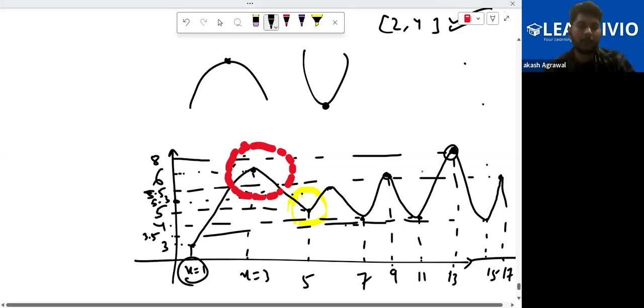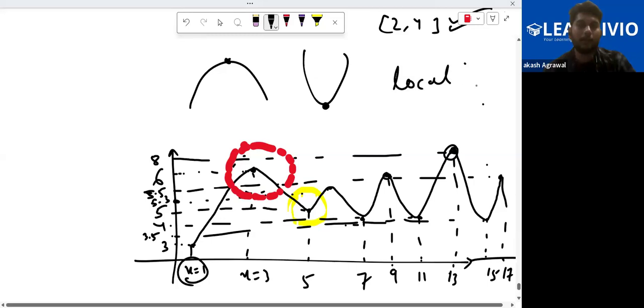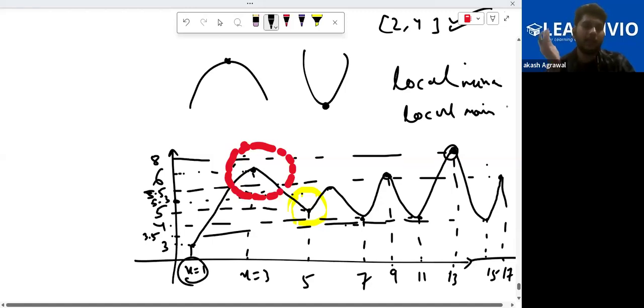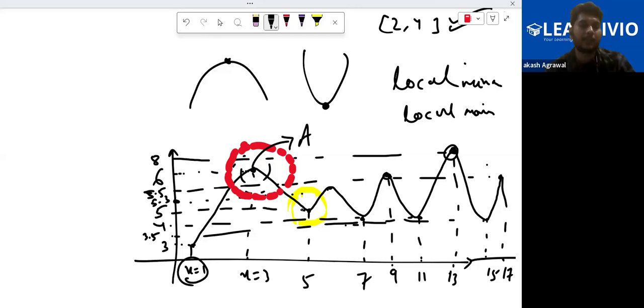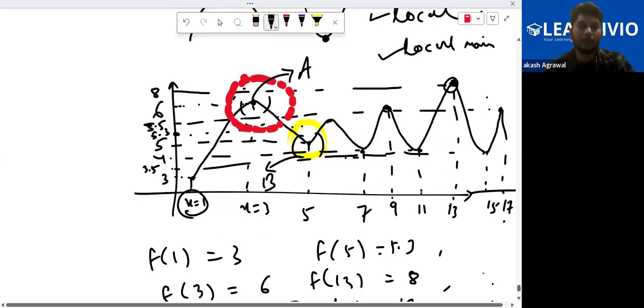Okay, this is the minimum value. These kind of things are called local minima and local maxima, which are highest point in its neighborhood. This point, suppose I say name A, is maximum in its neighborhood, not in the complete function, but it is the highest in its neighborhood. Same way, this point B is minimum in its neighborhood. Okay, so these kind of things are called local minima and local maximum. Yes or no? Yes, sir.